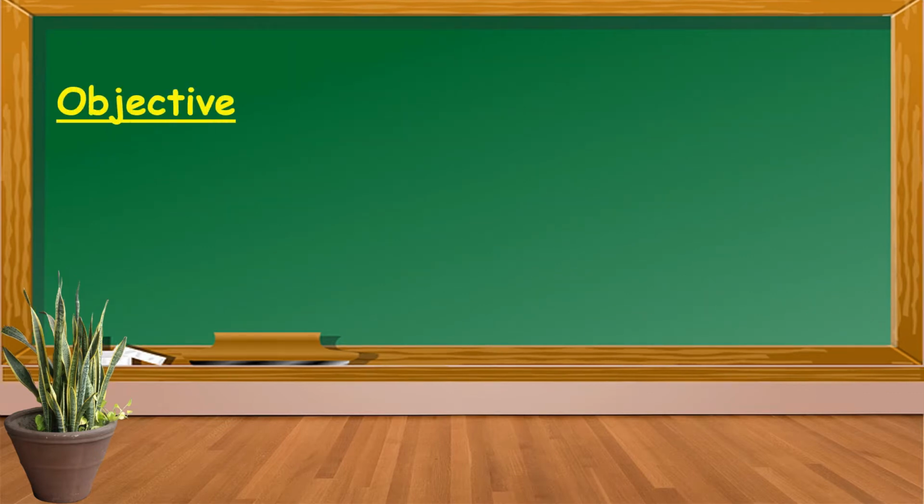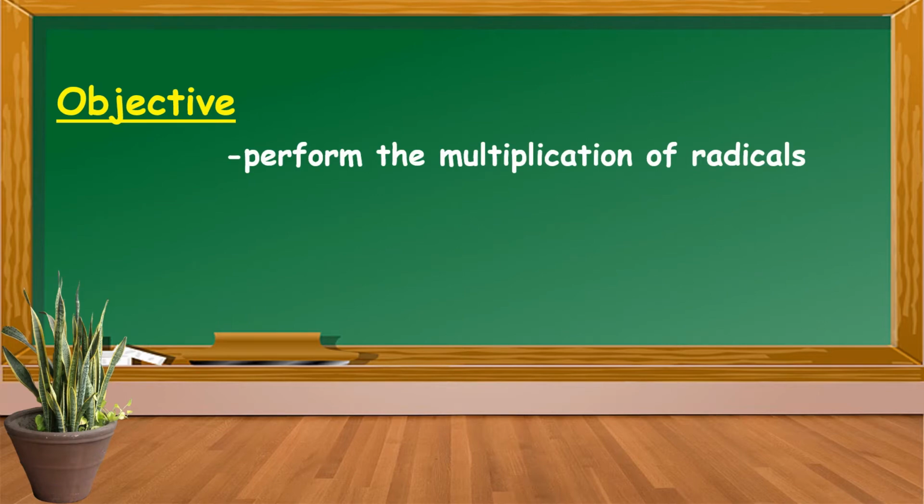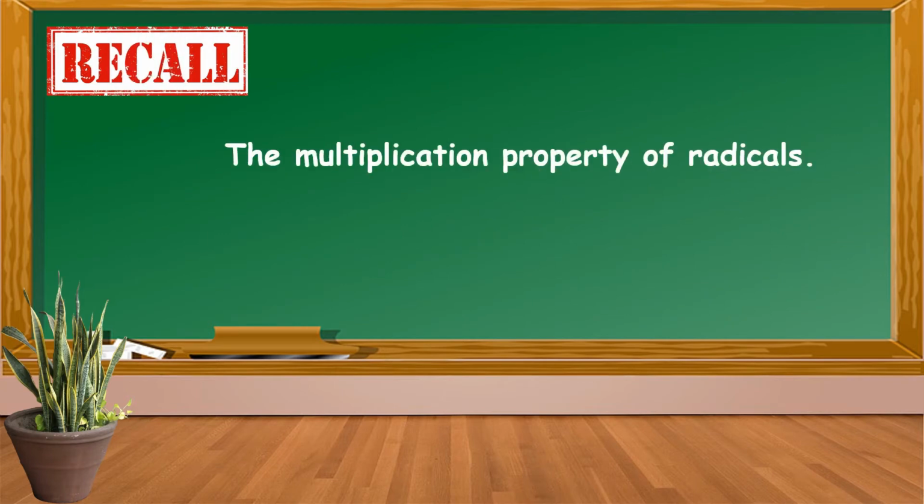Our objective: perform the multiplication of radicals. Let us recall first the multiplication property of radicals. The nth root of A times the nth root of B equals the nth root of AB, wherein n is the index, and A and B are the radicands. A and B, minumultiply natin sila. That's why we have here the nth root of AB.